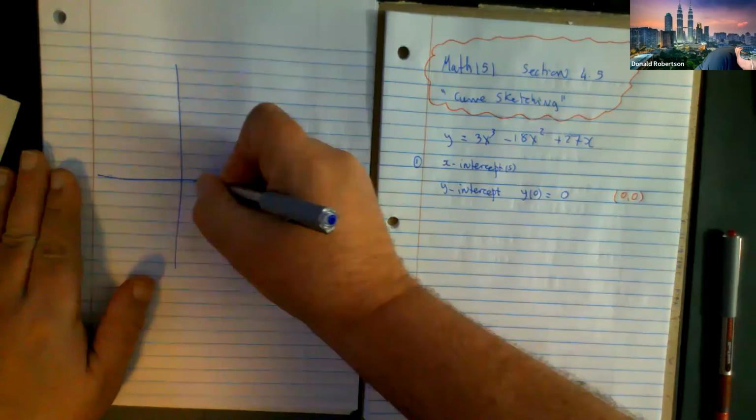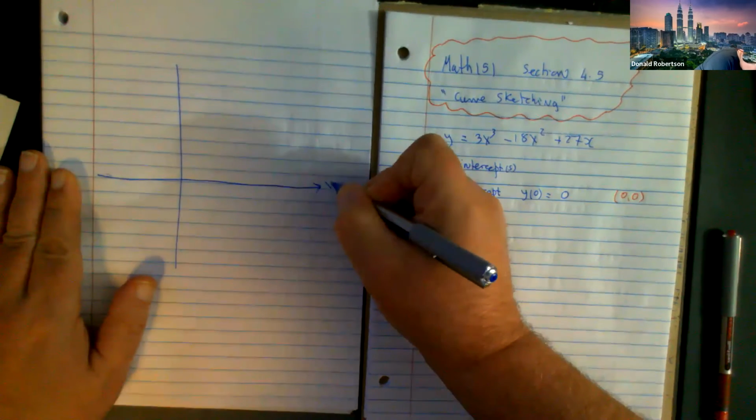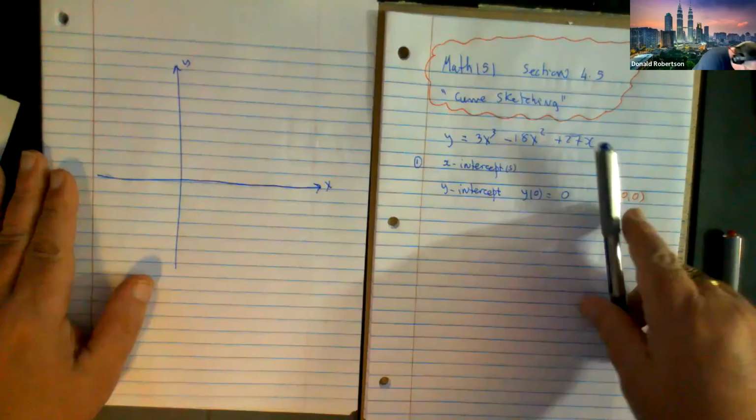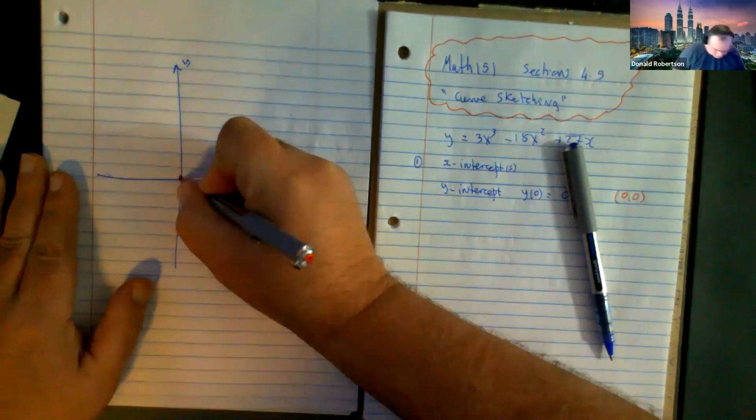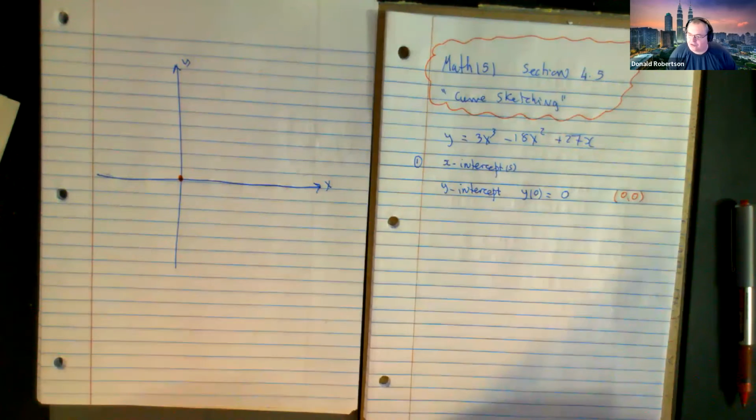You don't do it on paper like this, but I'm in a hurry, so you're just going to have to do as I say, not as I do. So there we go. Would you agree that's the y-intercept? It crosses at the origin.